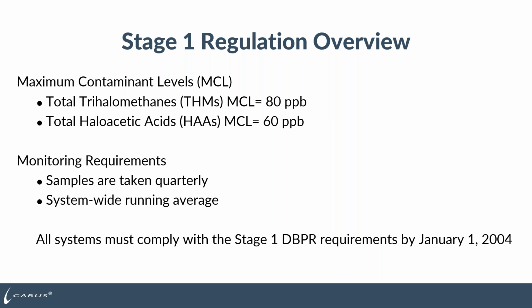And the samples were taken throughout the distribution system. So you would typically take one at your plant and then multiples based on your size out in the distribution system and then average those numbers together. Now the stage 1 rule has been on the books and people were to comply with it by January of 2004. So it's been around for a very long time.